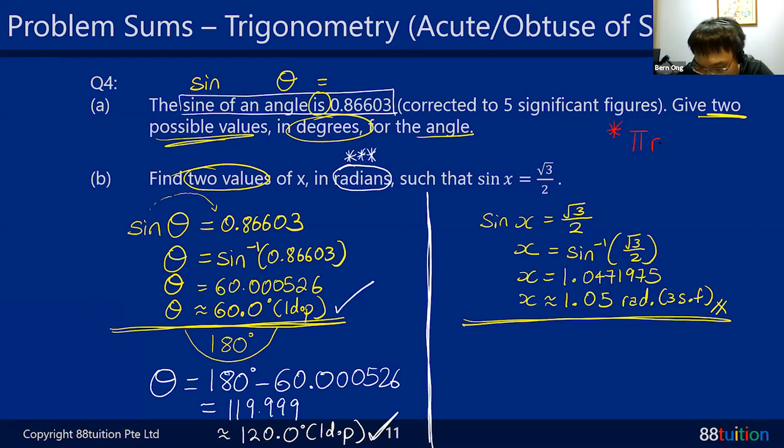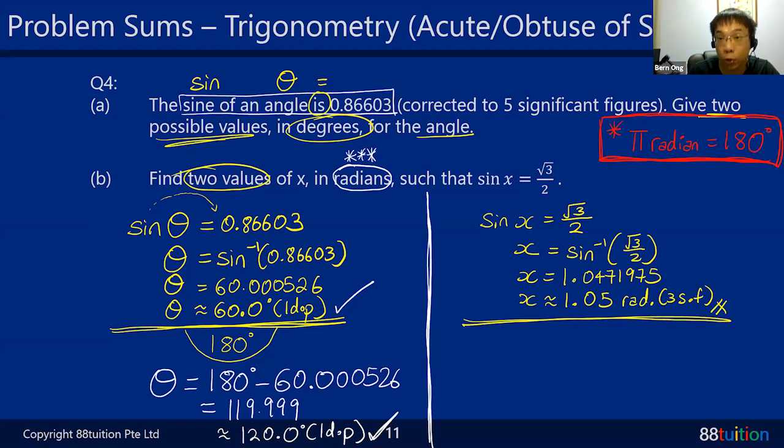Pi radian is equal to 180 degrees. This is the conversion between radian and degree. Remember this for me, because your next topic I think will be covering radian already. So pi radian is equal to 180 degrees. Now if pi radian is equal to 180 degrees, how do you find the second answer? For degree, as I say, it's easy. Just take 180 degrees minus the previous answer. Now what do you do?